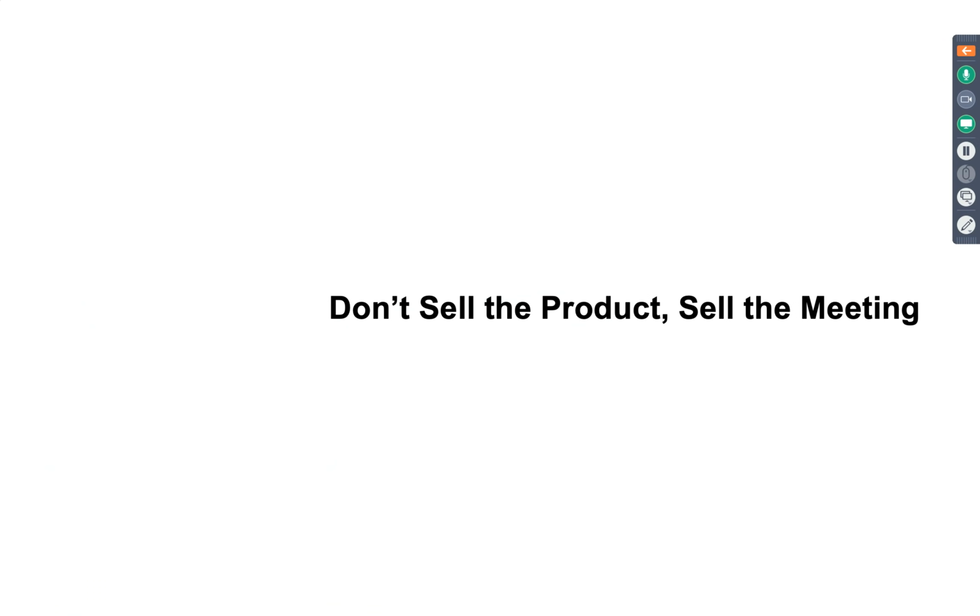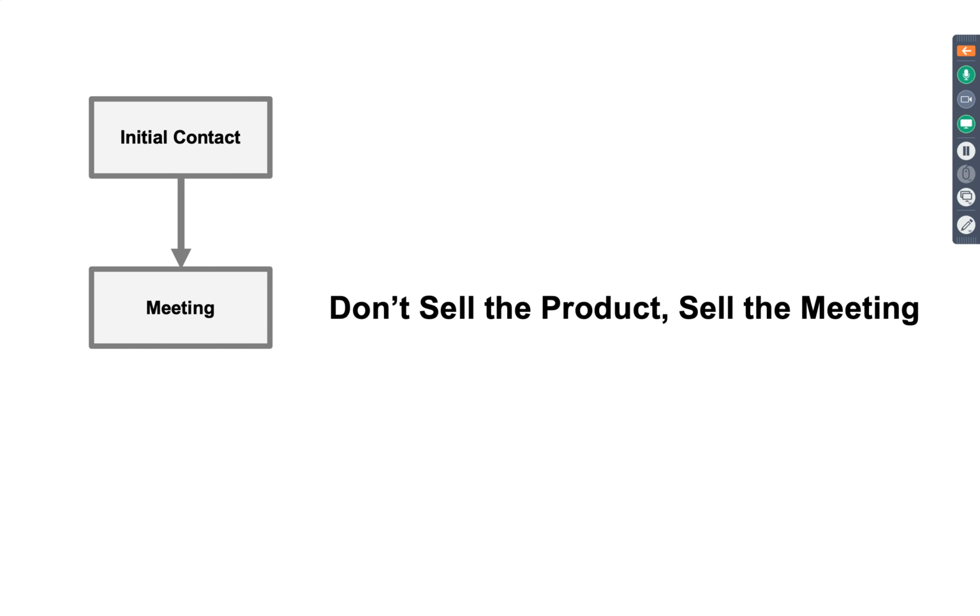Don't sell the product, sell the meeting. Something we talked about in a previous chapter, when we covered the sales process, was that the first step in the sales process is the initial contact. From there, you progress to the meeting, and from the meeting, you progress to the presentation. When you are sending your email prospecting message, you are at the initial contact, so the next step is the meeting.